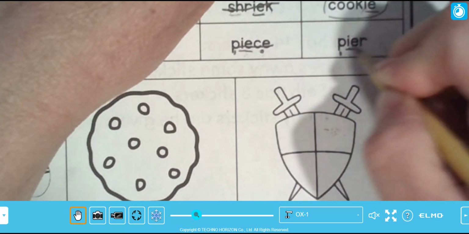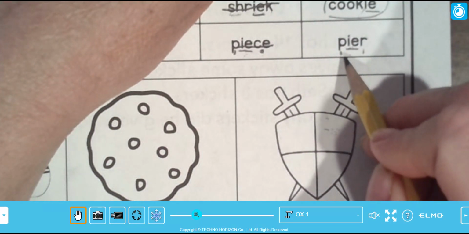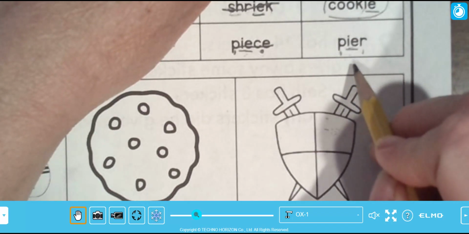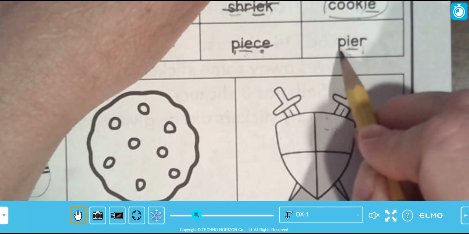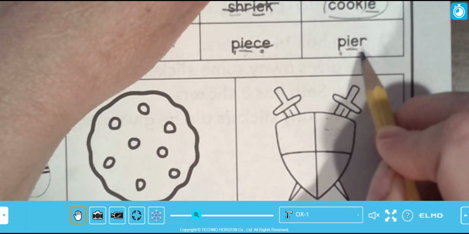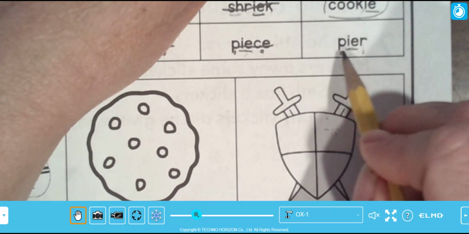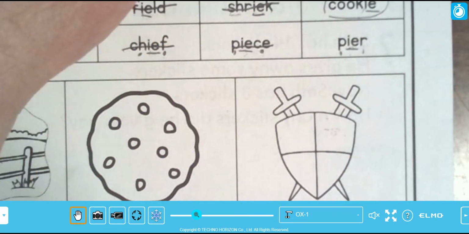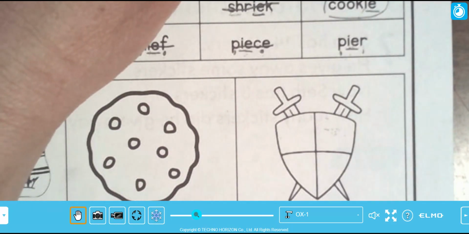First the P, then the IE, then the R. Okay, here we go. Ready? Begin. P, E, er. P, ear. What's the word? Yeah, it's the word pier. And the pier is where you walk on near the ocean.